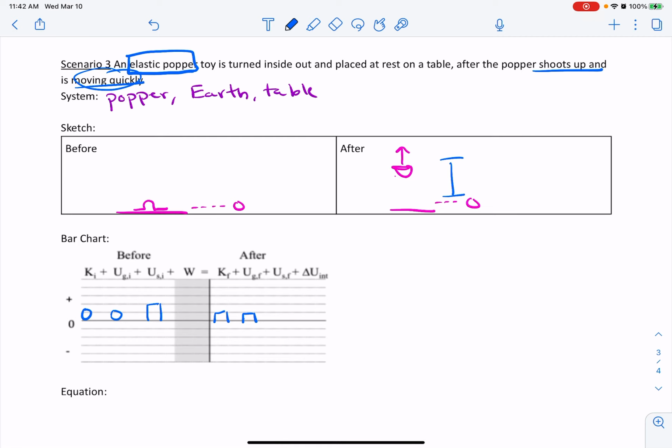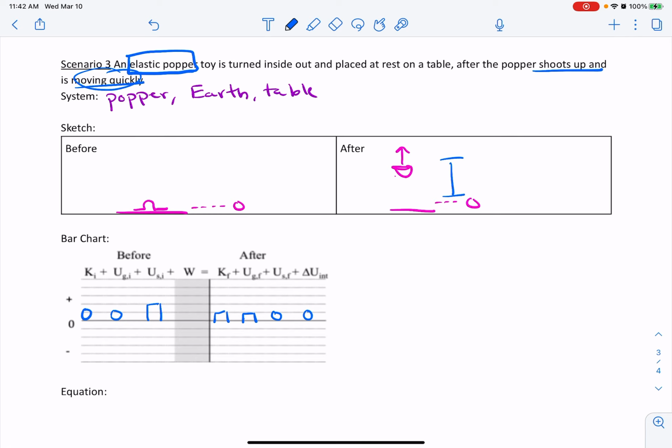At this point, it is no longer turned inside out. So it's not stretched or compressed anymore. And that means it no longer has that elastic potential energy. Just like if you stretched out a rubber band and then you let it go, after you let it go, it doesn't have that elastic potential energy anymore, only when it's being stretched or compressed. So our initial state does have elastic potential energy, but our final does not. I'm also going to say there's no internal energy because there's no warming up or being crushed.